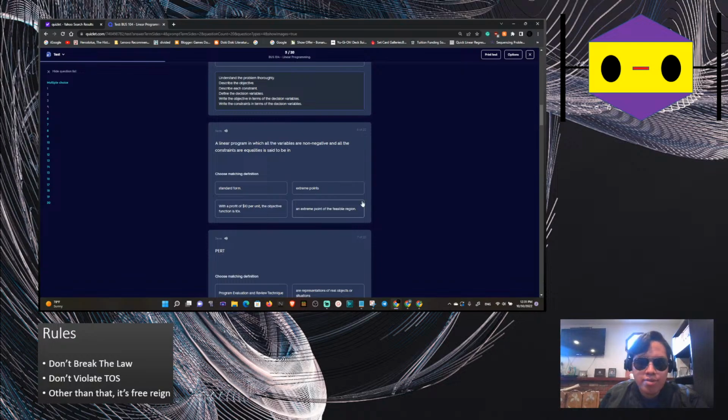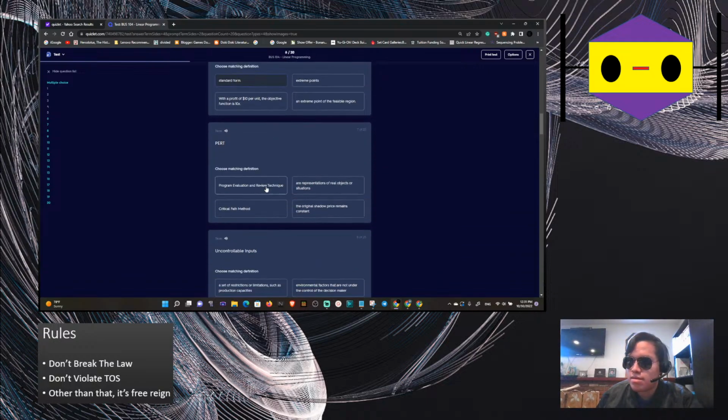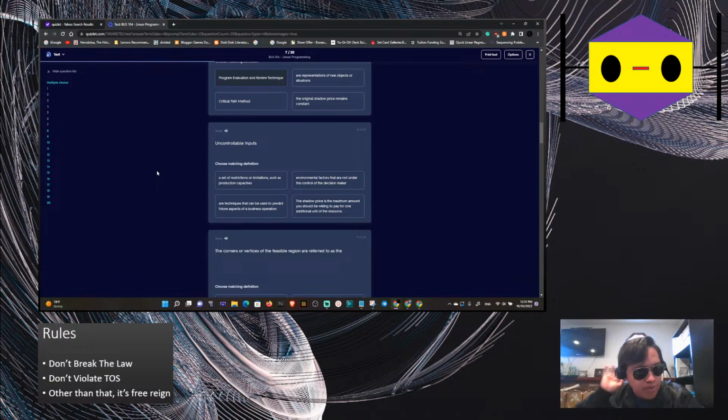A linear program in which all the variables are non-negative and all constraints are equalities is said to be in standard form, no? Non-negative. Okay. Equality. Standard form. Yes? Yes. PERT. Finally, it's testing. It's the program evaluation and review technique. What's an uncontrollable input? Uncontrollable input.